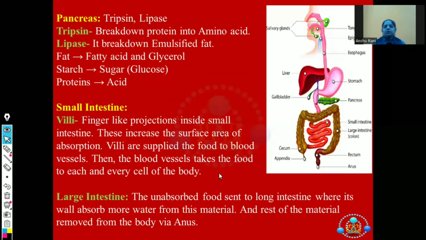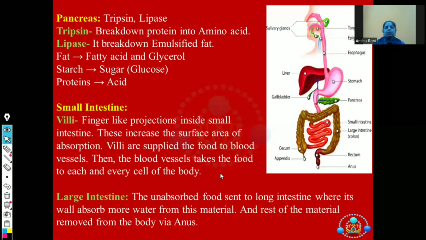The pancreas is having trypsin and lipase. Trypsin breaks down the protein into amino acids. In the pancreas, trypsin is doing the same work as pepsin was doing in the stomach. They are breaking down the protein into amino acids.